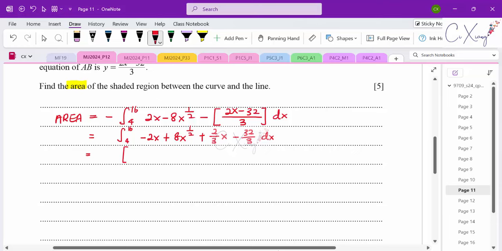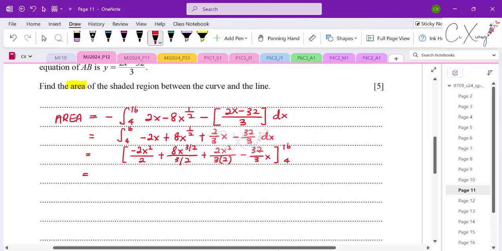Integrate negative 2x: integrate x, we have x squared, then divided by the new power 2. Integrate this one, you'll be having power 1 plus 1, which is 3 over 2, divided by the new power. Integrate this thing, you're having 2x squared divided by original 3, then divided by a new power 2. Then 32 over 3, integration will give you 32 over 3x. Okay, then after that, I need to put in the limit 16 and also the 4.